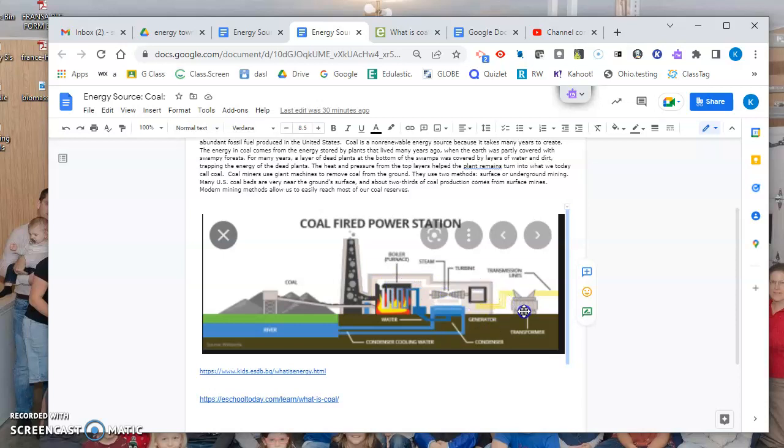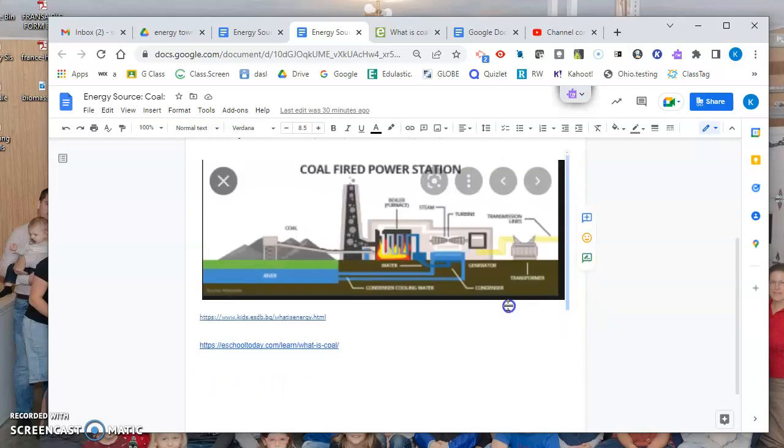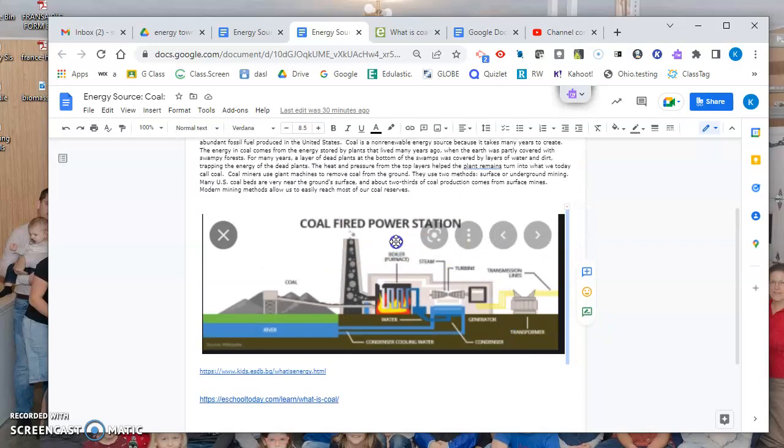Here's the electricity coming to the transformer, where it is ramped up to be taken across the land to customers. So I hope that helps you understand the creation of electricity thanks to coal.